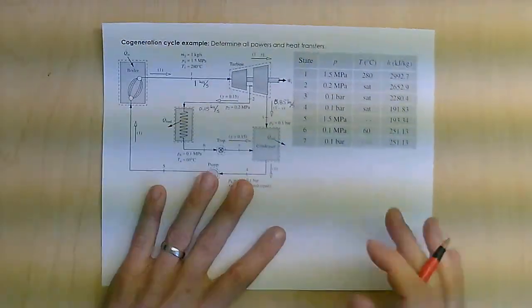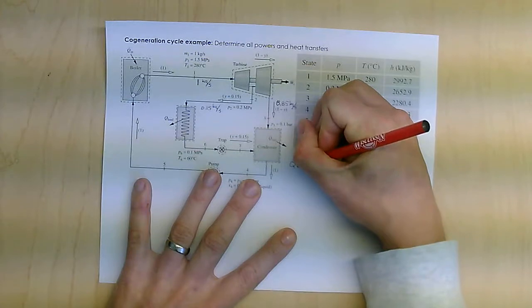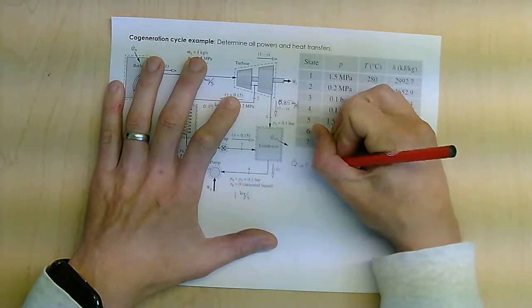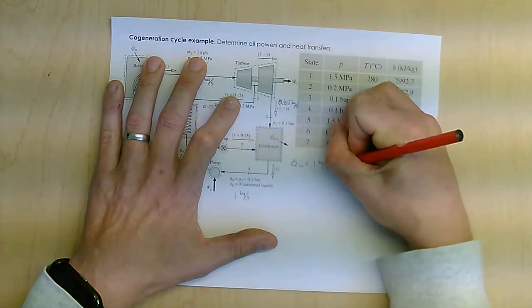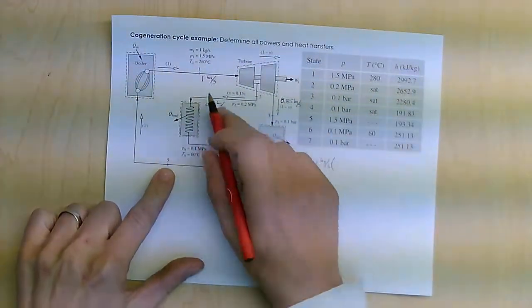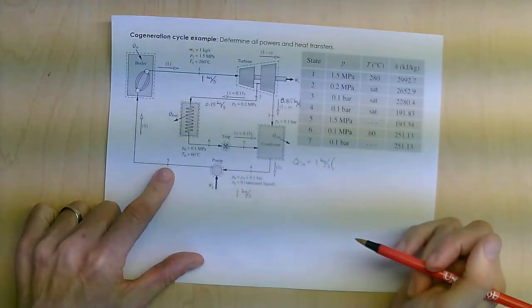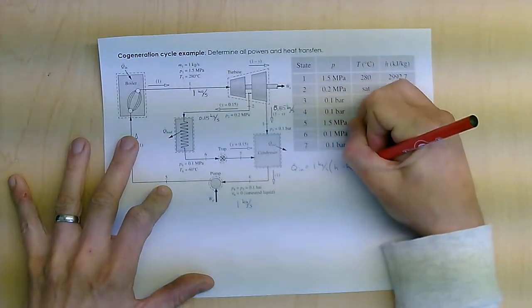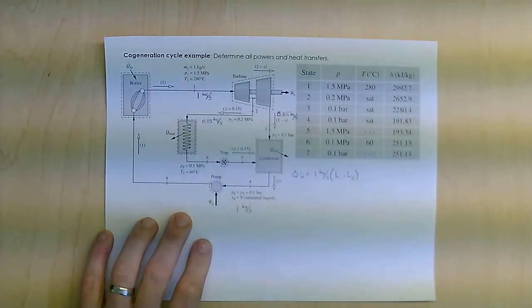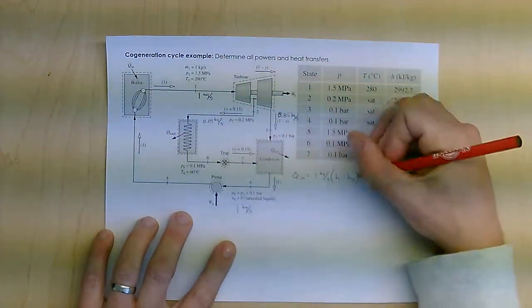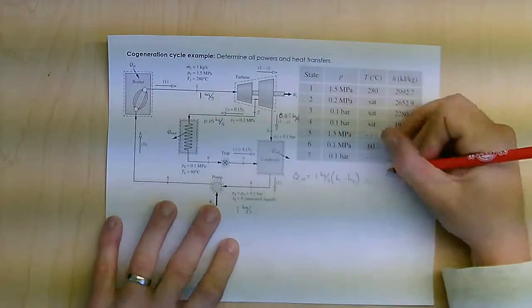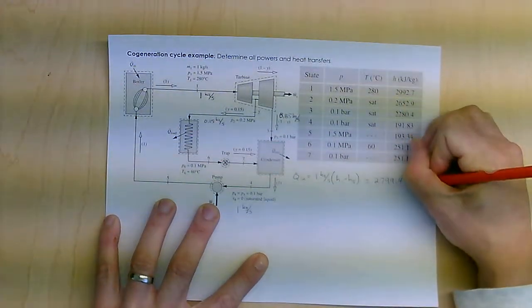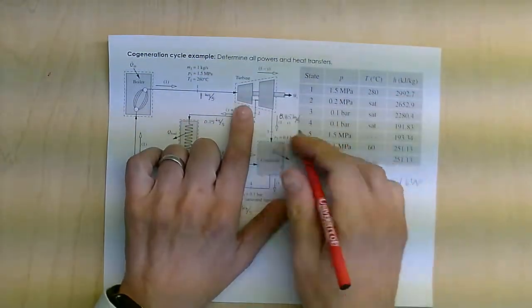Now, to find Q in, all I really need to do is take 1 kilogram per second times H1 minus H5. And that's really it for my Q in. And that Q in then becomes 2799.4 kilowatts.